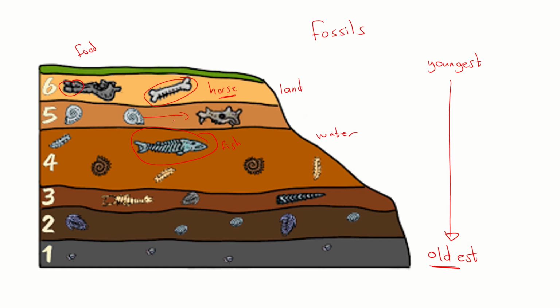When I find different fossils of animals in the same layer, I know that they lived at the same time. All of this information is known as evidence. Evidence is information and clues that I find in the rocks that tell me about the past environment.